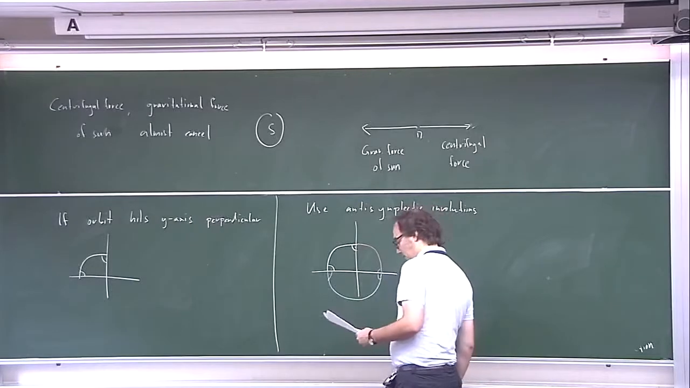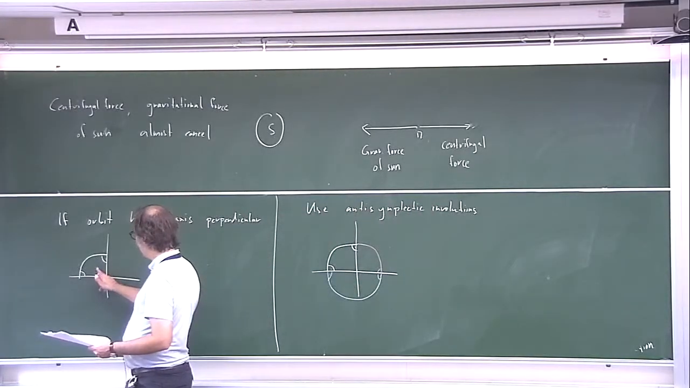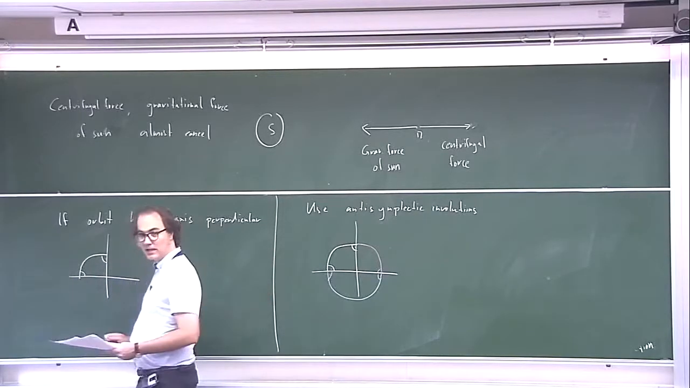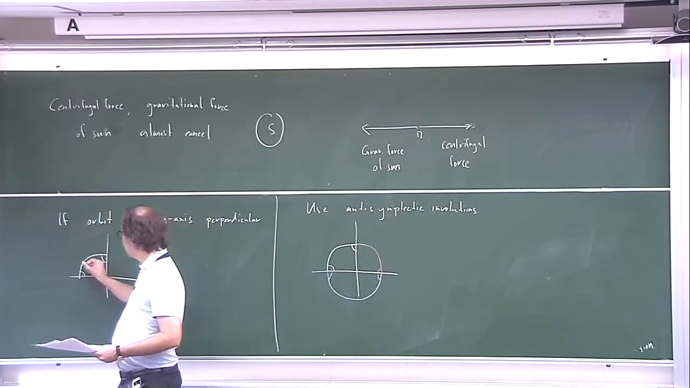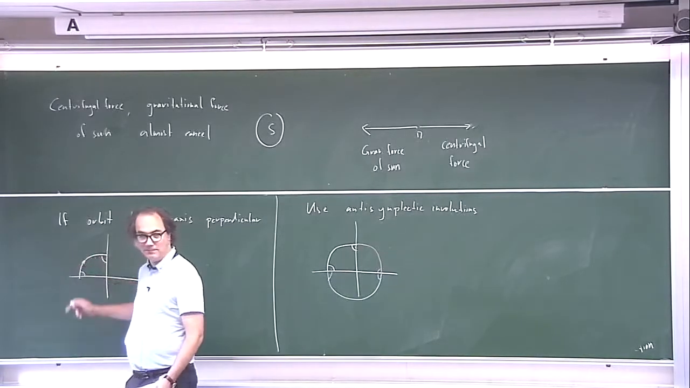And so to show that this is then our retrograde one, we have to show that this exists.